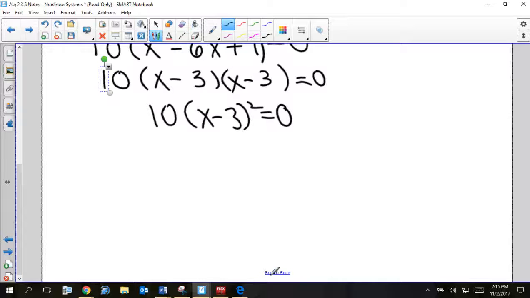So I'm going to actually use the square root method now. Right now I'm going to divide both sides by 10, so I'm going to get the squared by itself. I could continue to do this by factoring, but it's good to practice different methods.